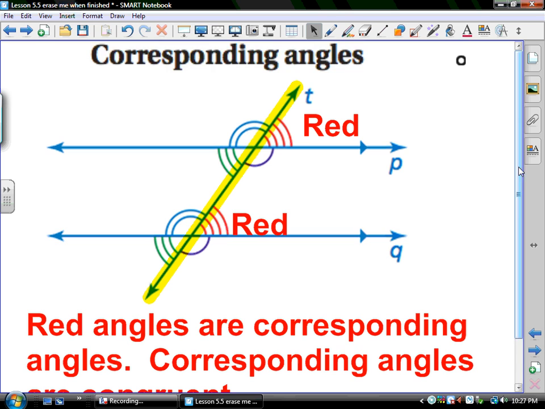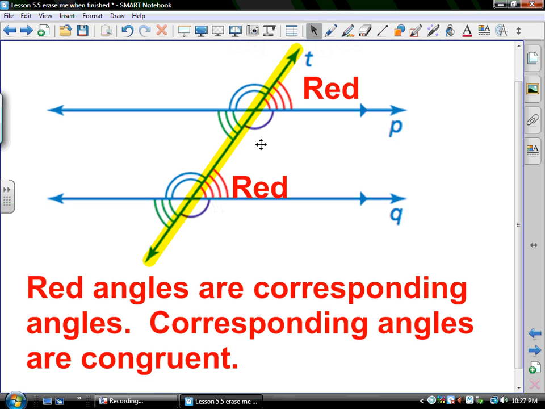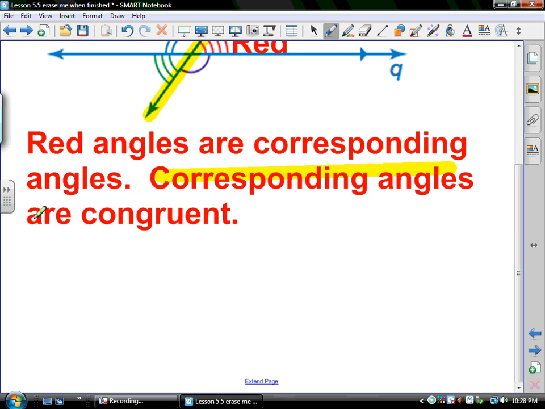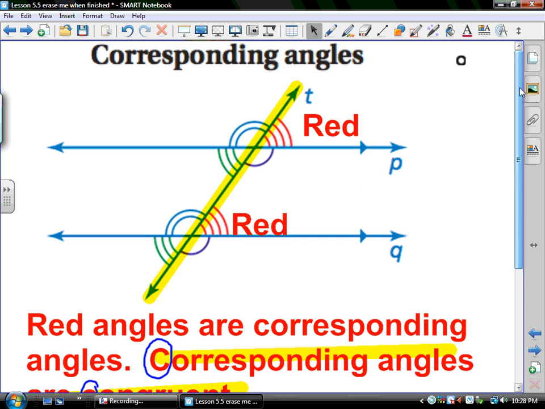By definition, this transversal forms corresponding angles. Bam! Nice vocab. Plus 30 bears. And guys, corresponding angles are congruent. Easy way to remember it. Corresponding starts with a C. Congruent starts with a C. So what's this mean in English? Good question. Plus 10 if you ask.